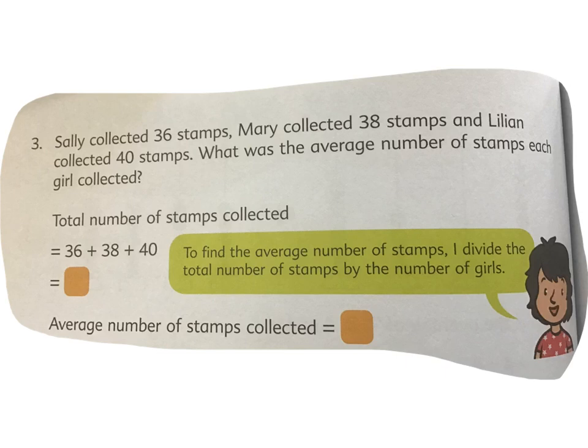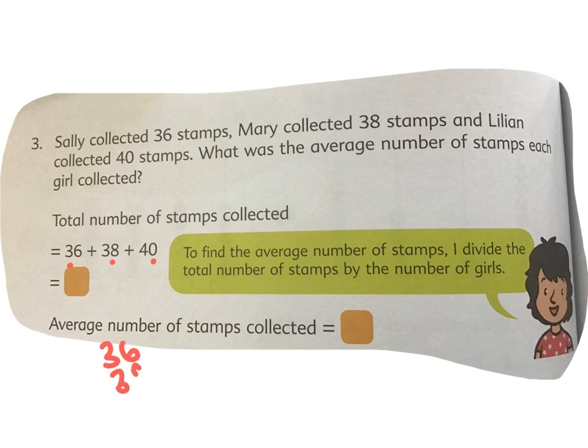Sally collected 36 stamps. Mary collected 38 stamps, and Lillian collected 40 stamps. What is the average number of stamps each girl collected? So we need to first add them. 36 plus 38 plus 40. And my trick doesn't work so much, so I'm just going to write them down like this.